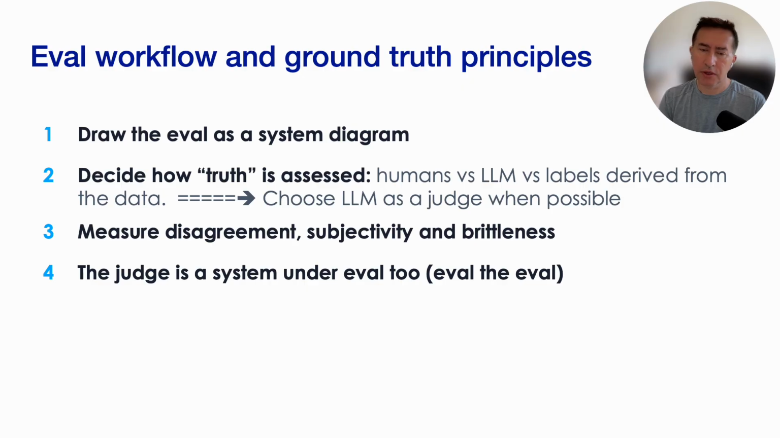Second, as the key point, is to decide how you derive the truth or the correctness of the answer. You can have human labels, you can have LLM as a judge, you can have labels derived in some way from the data. And one point I would strongly encourage here is to try to use LLM as a judge when possible. LLMs are fantastic judges when prompted properly. So for many cases, it really works well. And it's an approach that can scale.